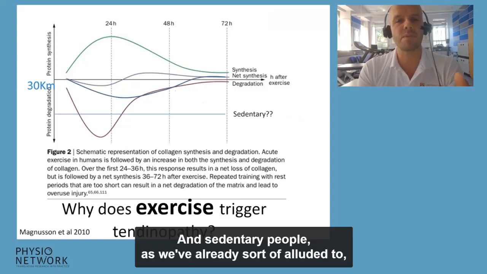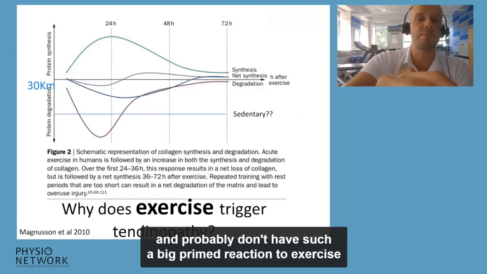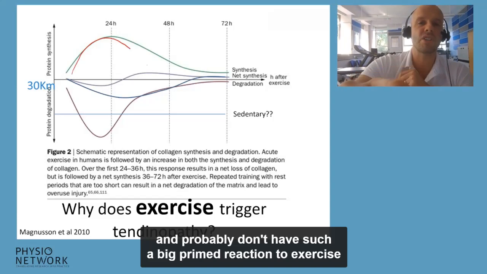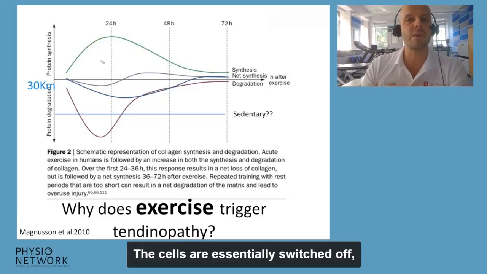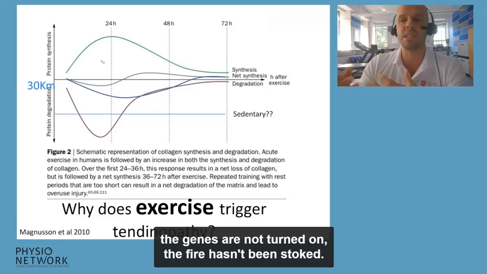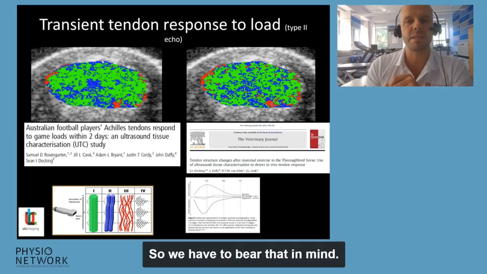And sedentary people, as we've already alluded to, are probably starting with less collagen in the first place and probably don't have such a big primed reaction to exercise because they're not used to it. The cells are essentially switched off. The genes are not turned on. The fire hasn't been stoked. So we have to bear that in mind.